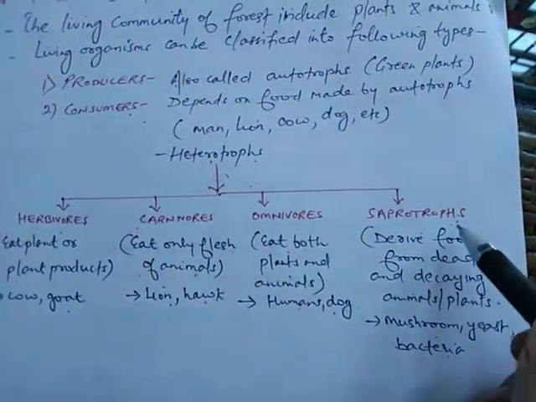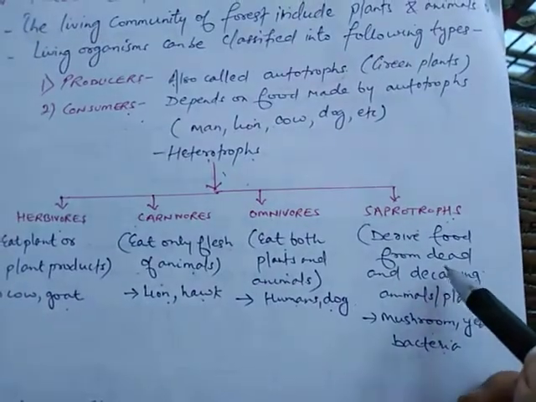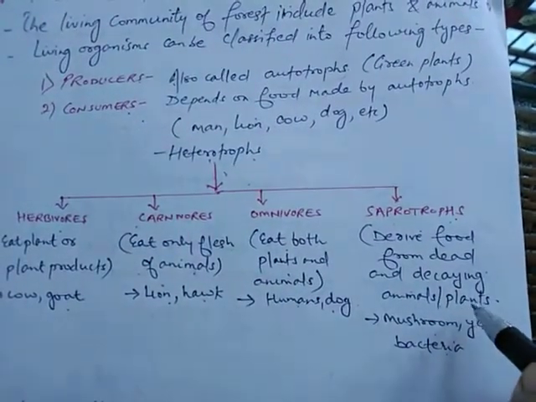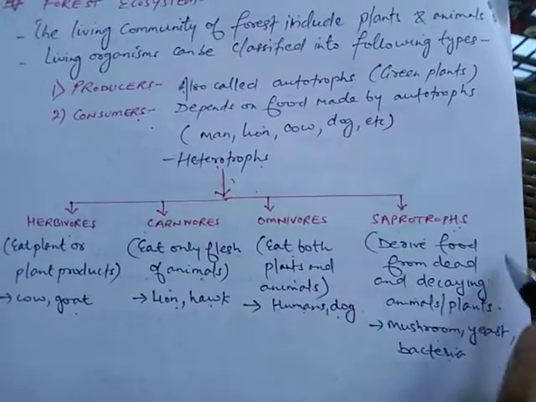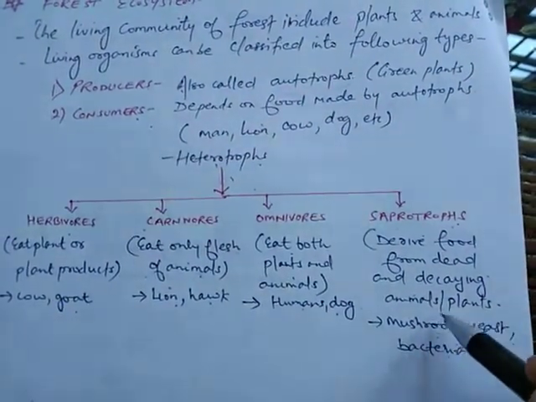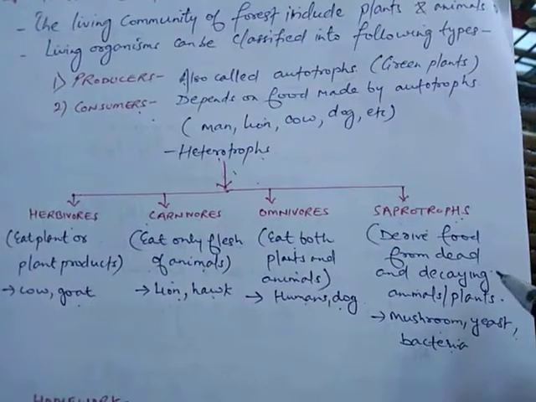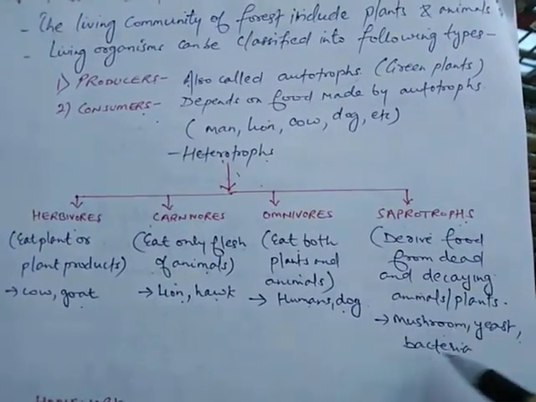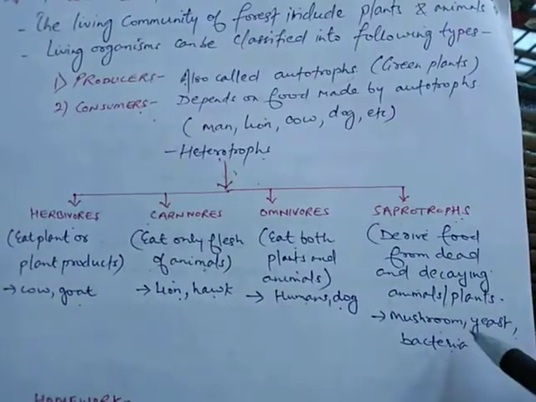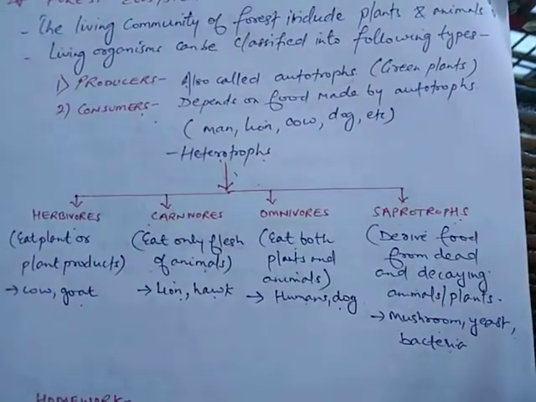Saprotrophs. Now these saprotrophs derive food from dead and decaying animals or plants. Mushroom, yeast, bacteria are saprotrophs. What they do is, whenever living organisms die or decay, they start taking nutrition from them.